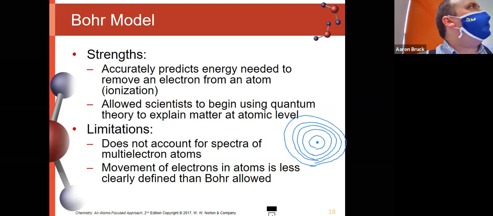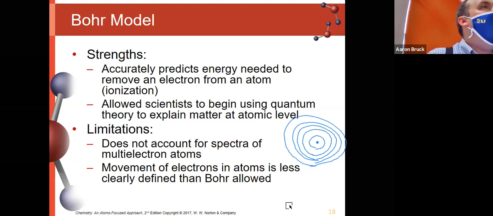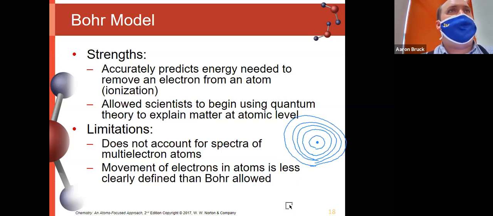So what are some of the strengths of the Bohr model? Well, one of the things that the Bohr model allows us to do is, using that Rydberg equation, we can pretty accurately predict how much energy it's going to take to remove an electron from the nucleus. We call that process overall ionization.